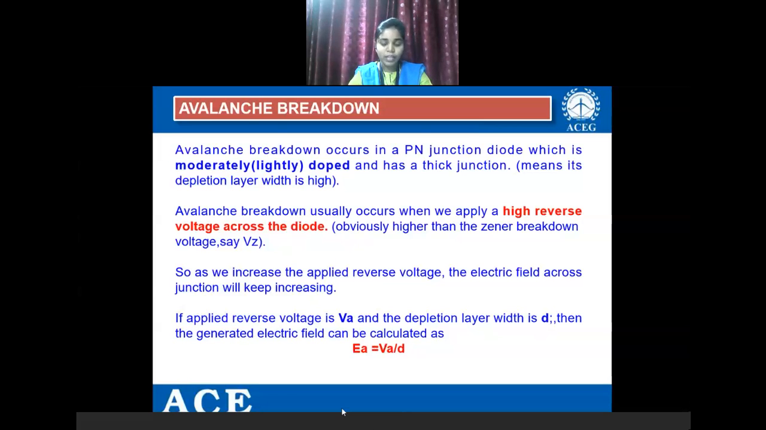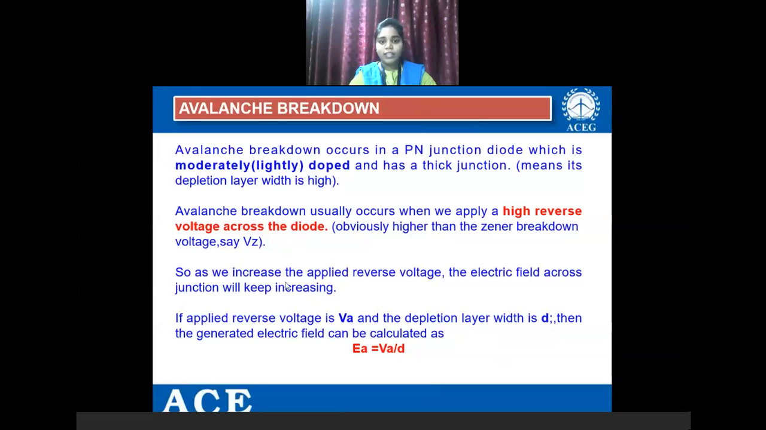Now, if the applied reverse voltage is VA and the depletion layer width is D, then the generated electric field can be calculated as what? E equals V by D, that is, E equals VA by D. What is V here? The reverse voltage. And what is D? The width of the depletion region.